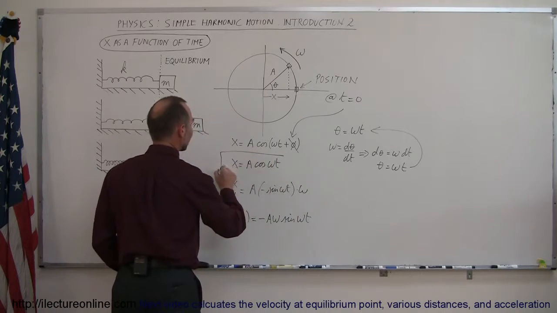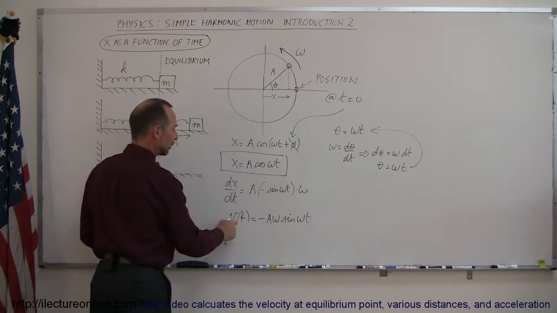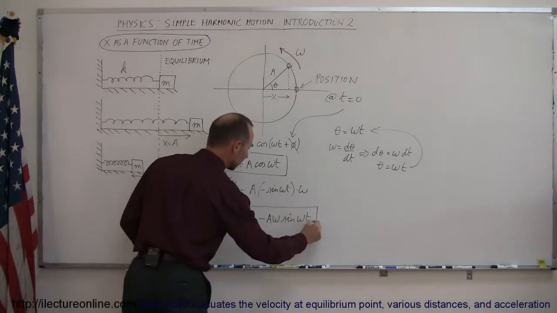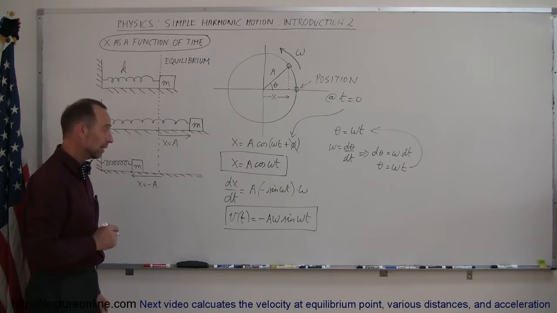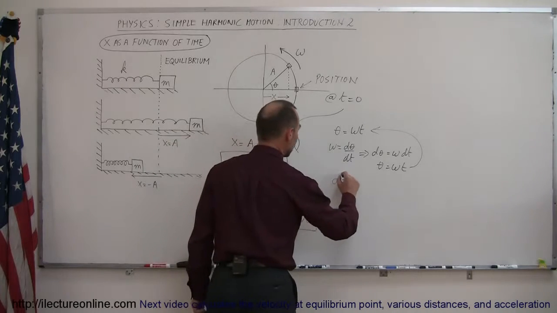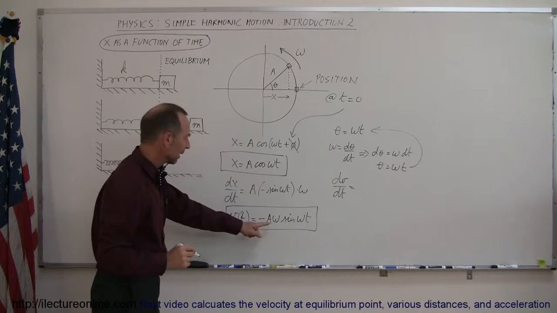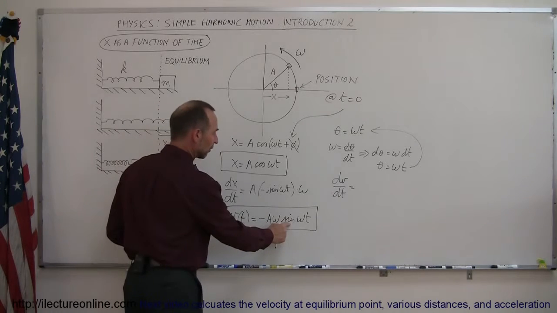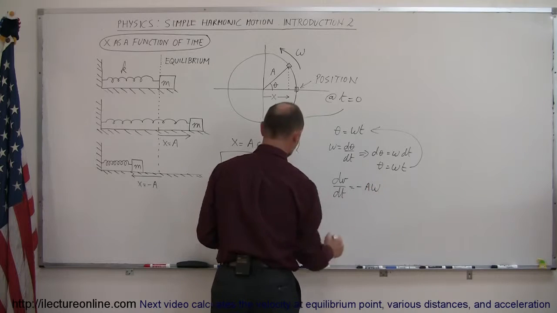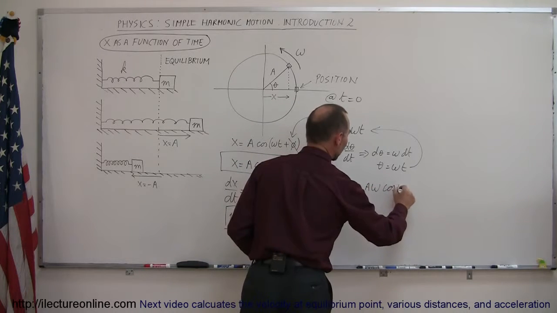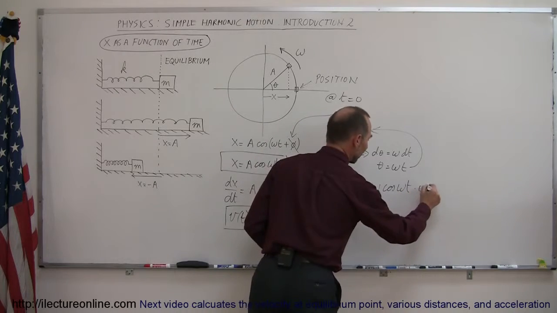So here we have an equation that gives us x as a function of time. Here we have an equation that gives us velocity as a function of time. If we now take the derivative again, dv dt is equal to, if we take the derivative of this, of course, that would be the derivative of sine, which is the cosine. So we have minus a omega times the cosine of omega t times the derivative of the angle, which again is times omega.